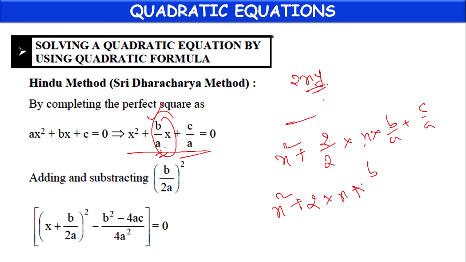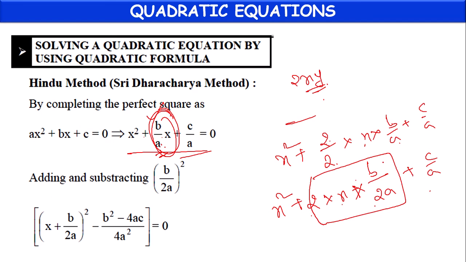This numerator part we have b, 2 into a, 2a. So this b by a x we are writing in the form of 2xy as 2 into x into b by 2a, plus this c by a part we are having. Now whatever we have in the place of y, we have b by 2a here. But whenever we have x square plus 2xy, so for making it a perfect square, we have to add y square, we have to remove y square. But here in the place of y, we have b by 2a. So what we have to do? We have to add and we have to subtract b by 2a.